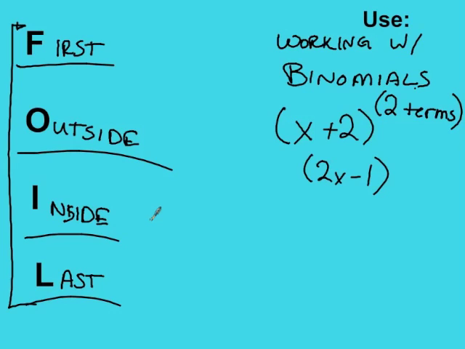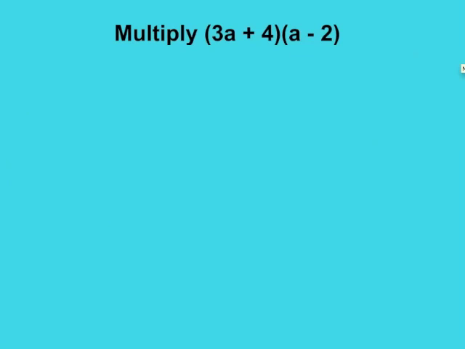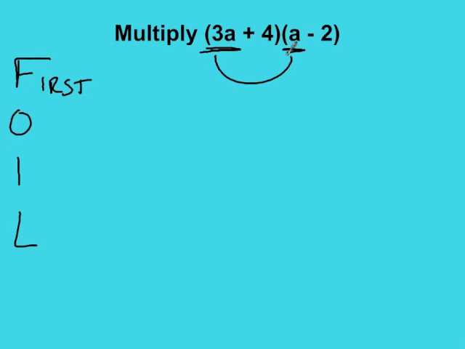So what that means, if I'm going to get a situation like this, I want to use FOIL. And what I said FOIL was, the F was for first. I'm going to use the first terms. So I have this term and this term. This is both of my first terms. I'm going to multiply them together. What I get is 3a times a. 3 times 1 is 3, a times a is a squared. And that's the first part of FOIL.